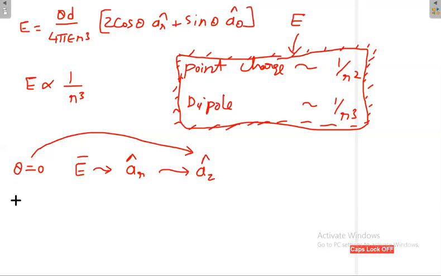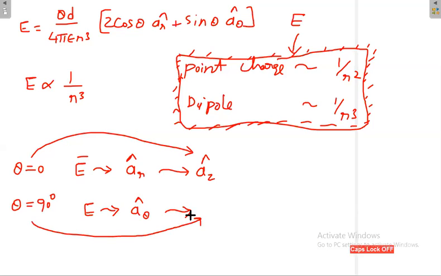Next, what happens when theta is equal to 90 degrees? When theta is 90 degrees, cos 90 is 0 and sin 90 is 1. My electric field is in the a theta direction. And you know that whenever theta is equal to 90 degrees in a spherical coordinate system, the a theta cap direction is simply like the ay cap direction. That is the idea. Next.